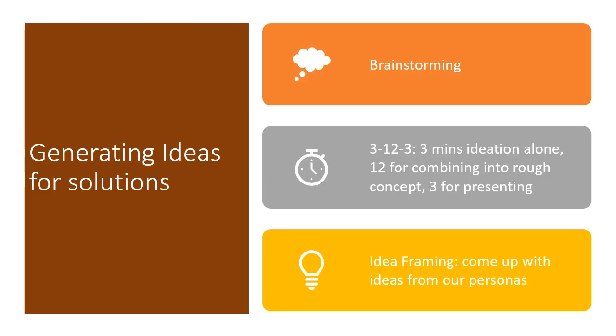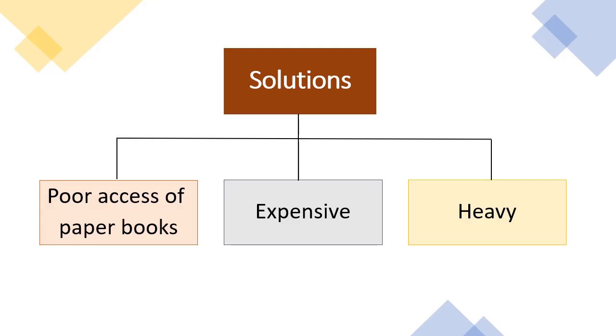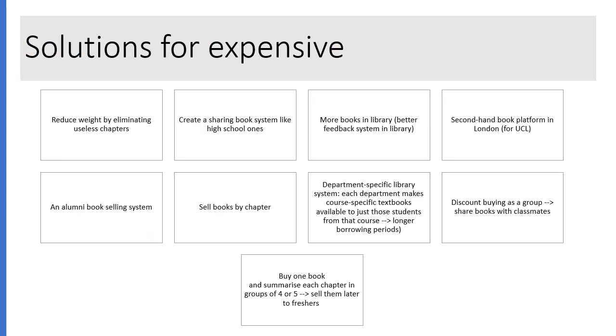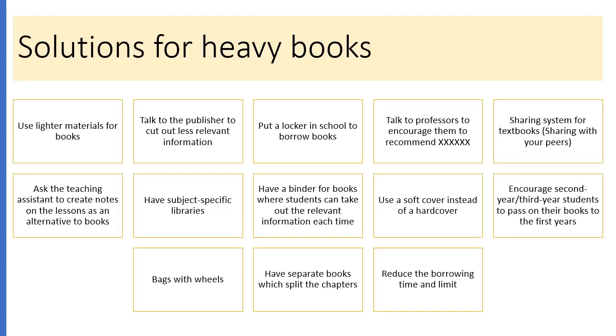The techniques that we used to generate ideas for our solutions are brainstorming, 3-12-3, and idea framing. After we gathered all the ideas, we categorized the solutions into 3 different groups according to the main problems UCL students faced. Here, we list all the solutions for poor access to paper books. In the boxes are the individual solutions that we generated by brainstorming. In the following slide, here are the solutions for expensive books. And here are the solutions for heavy books.